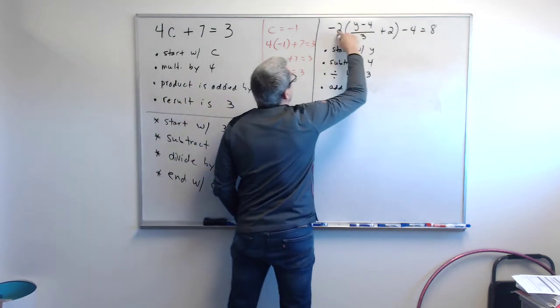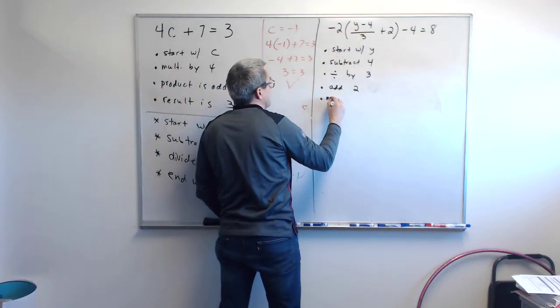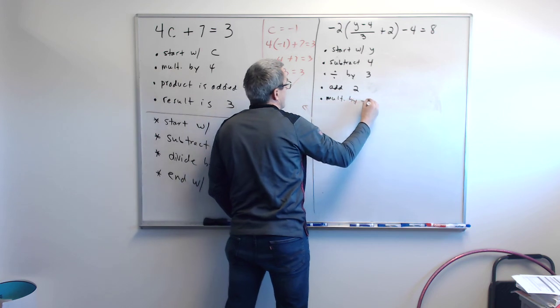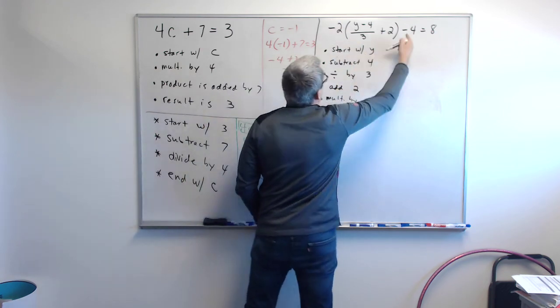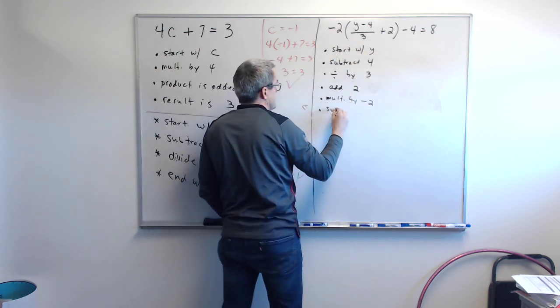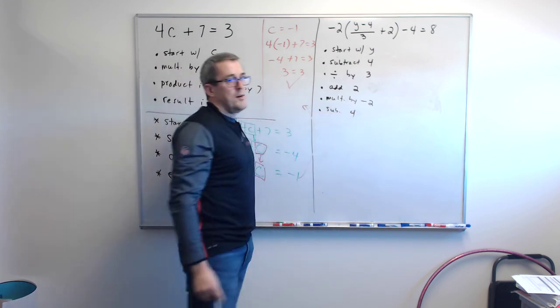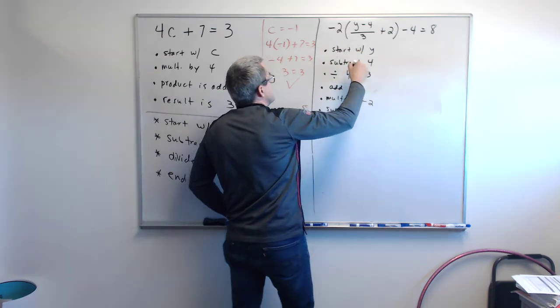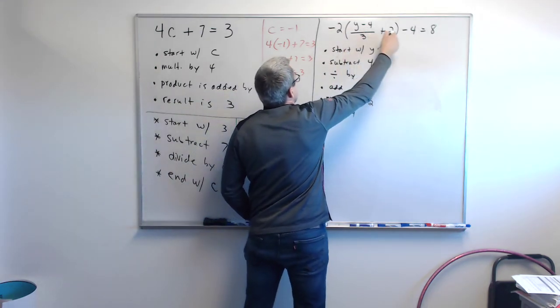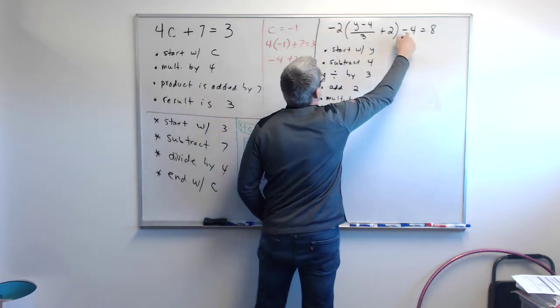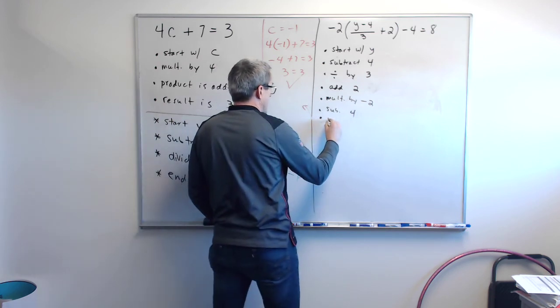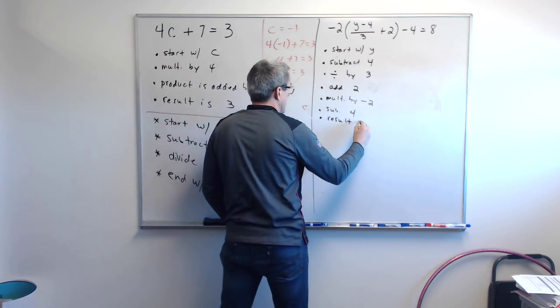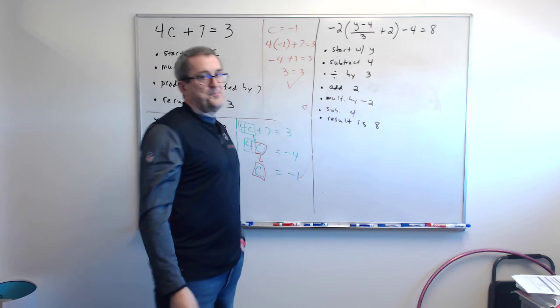Then to that whole thing we multiply by negative 2. And then to all of that we're finally going to subtract 4. So there's the construction story, and after doing all of that construction, subtract 4, divide by 3, add 2, multiply by negative 2, and subtract 4, the result is 8.